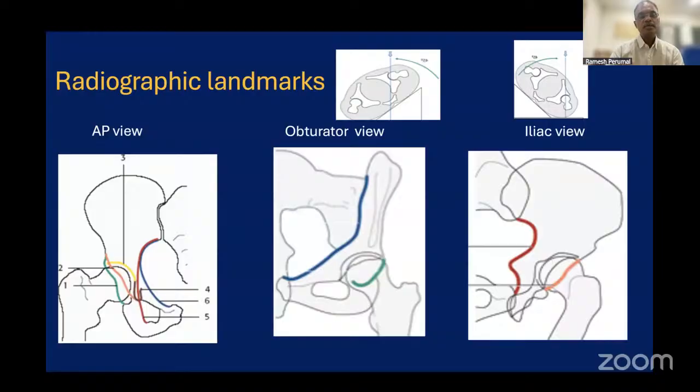As you all see the radiographic landmarks in an AP view, we tend to see some lines for the column and the wall, and also the weight bearing dome. So these are all the landmarks which we see.